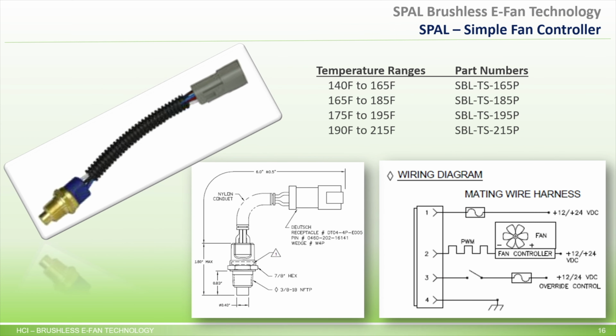So here we have a very simple fan controller made by SPAL. This controller is basically a thermistor with onboard electronics that produces a PWM signal to your fan, and you'll also have a power and ground input. This controller also has an input for an override, so you can connect a switch up to it and turn the fans on full speed if you want to. The temperature ranges for this controller are set, so there's 4 different varieties with 4 different part numbers.